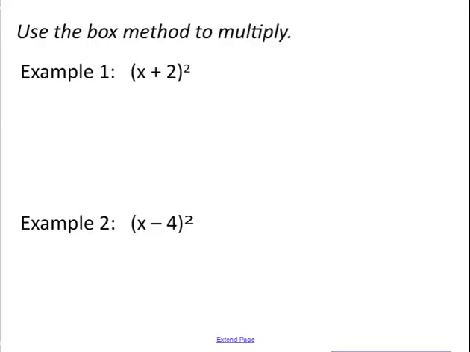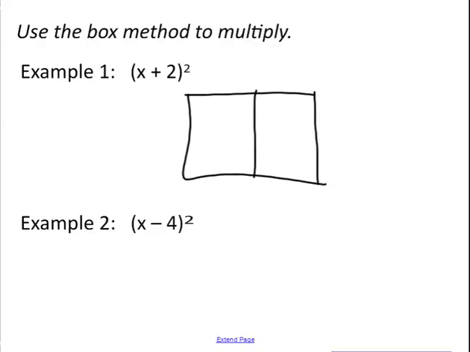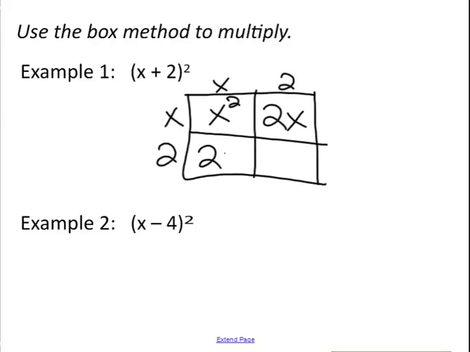A little bit of refresher. I want to multiply x plus 2 times x plus 2, so I'm going to use the box. So I have x, I have 2, and I've got x, and I've got 2. When you multiply, remember you need to take the x times the x to get x squared. X times 2 is 2x, 2x, 2 times 2 is 4.